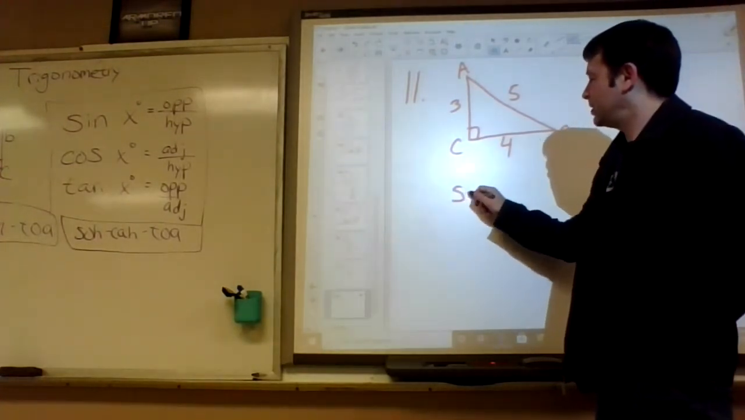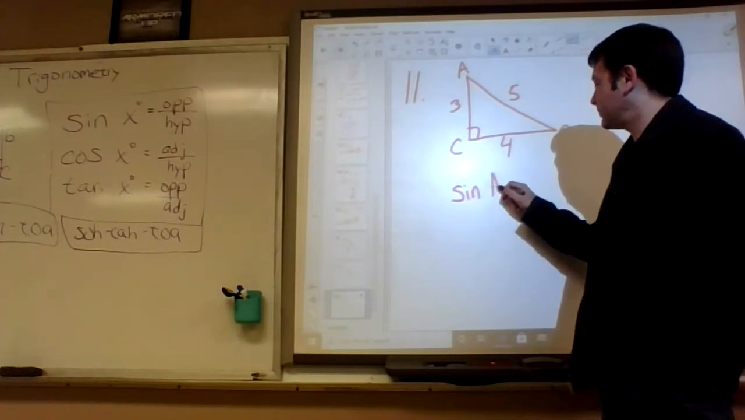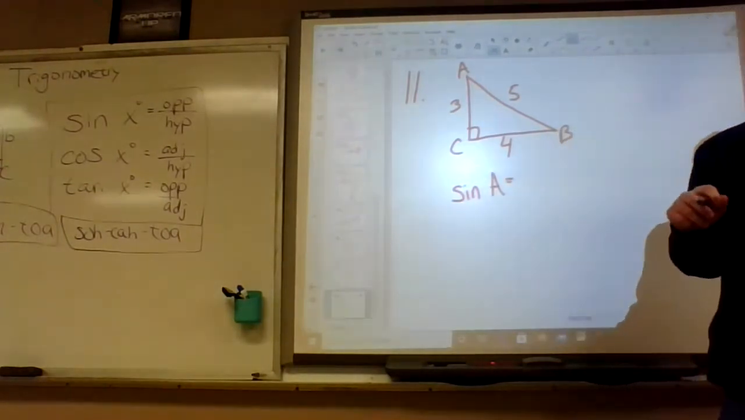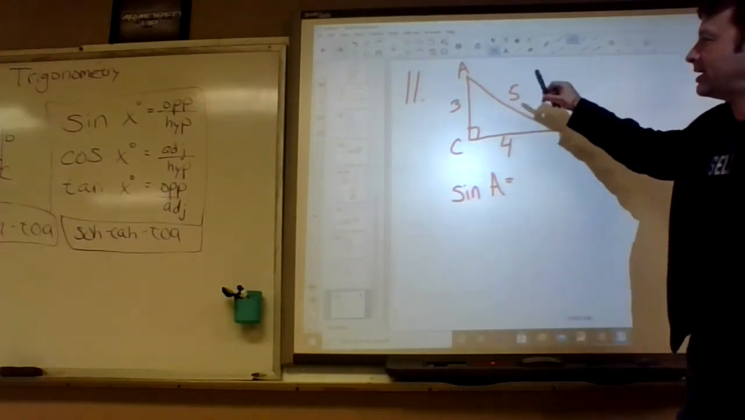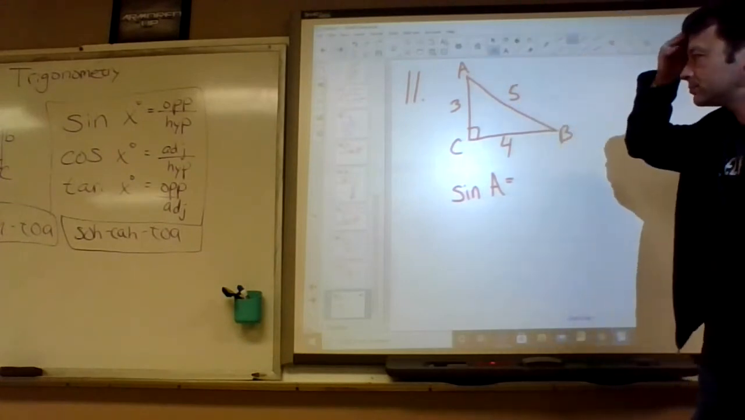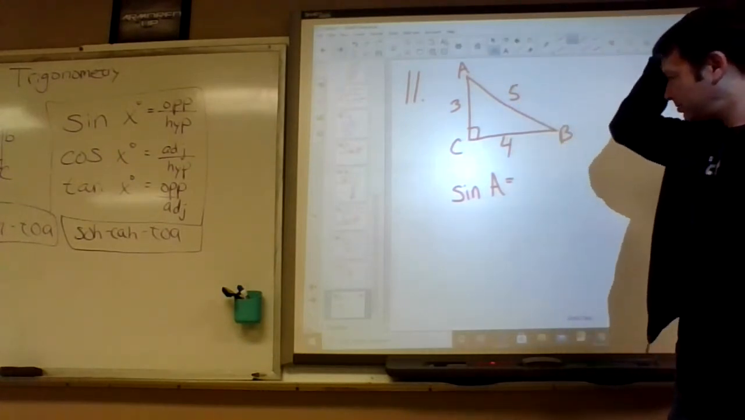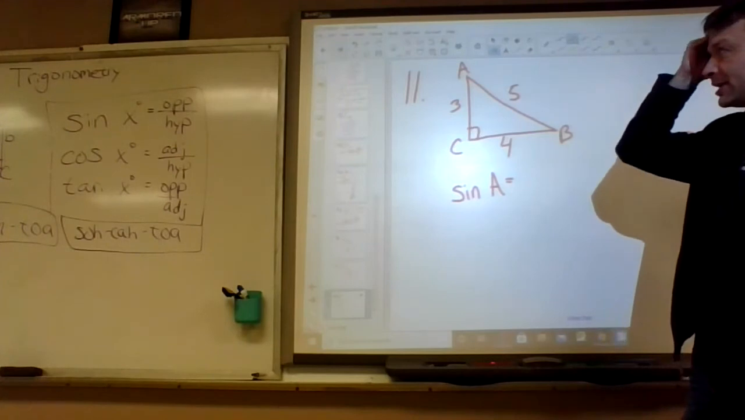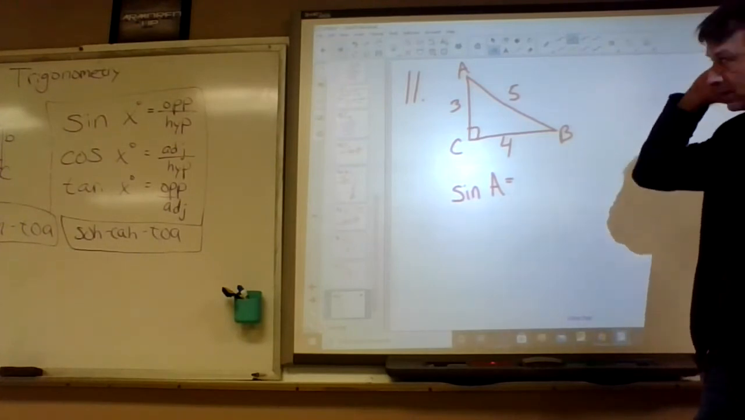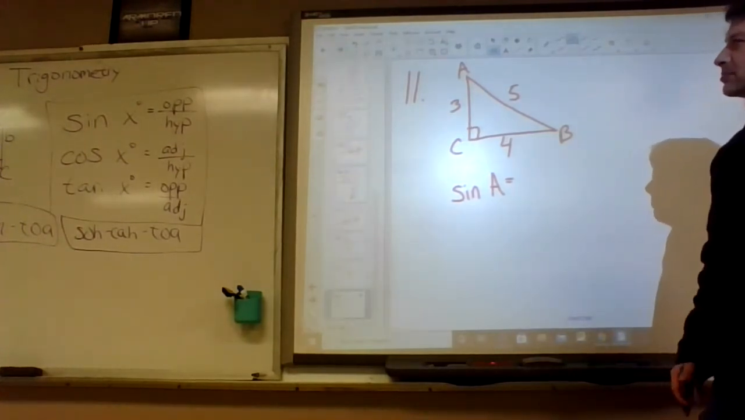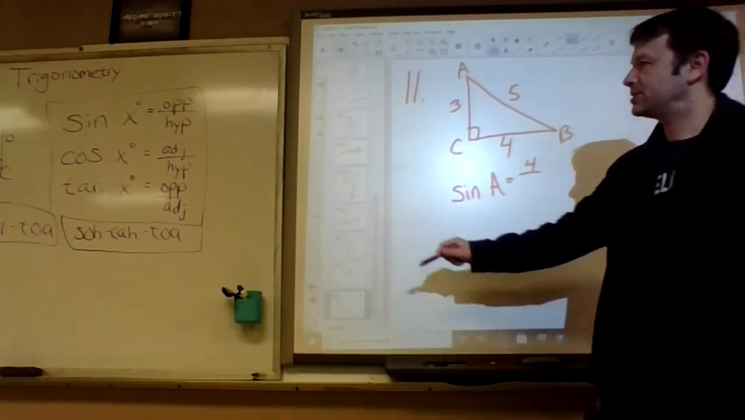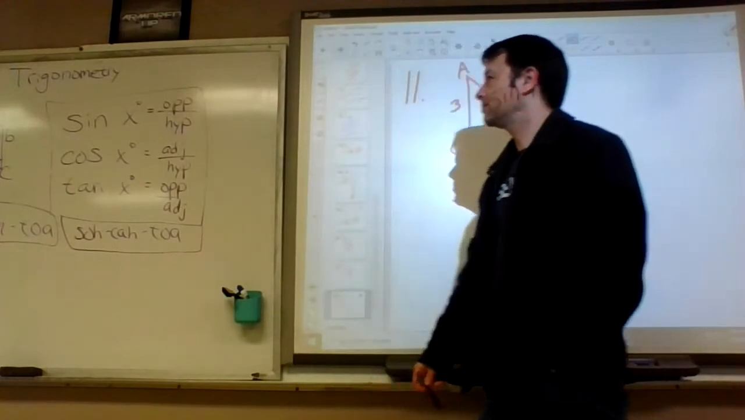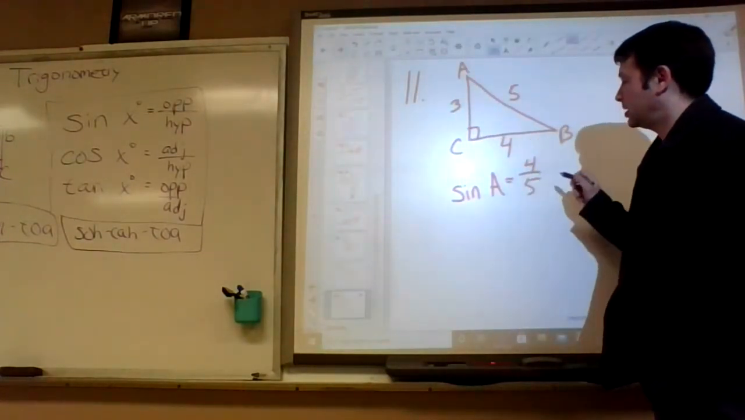I'm gonna start with sine of A. This is gonna go kind of quickly until we get to 13, then it'll go slowly. Sine of A. Sine is opposite over hypotenuse. So Chase, what's the opposite of angle A? Which side, 3, 4, 5, is opposite angle A? 4. Yes. Which side is the hypotenuse? The 5. Okay, that's it.